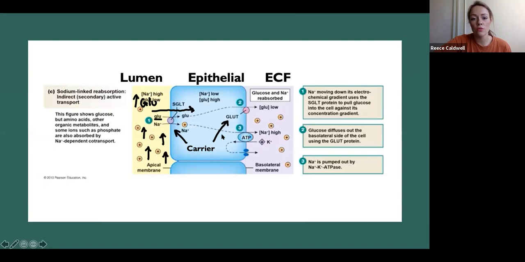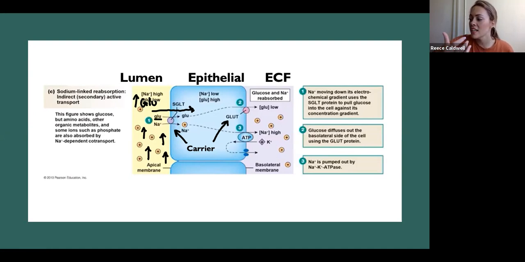So we see that we can do this with 2 carriers. We have the glucose sodium cotransporter on the luminal side. We'll use sodium's concentration gradient from high to low to move glucose against its concentration gradient from low to high to get it into that epithelial cell of the kidney. And then we have another carrier called the GLUT carrier, and it will carry glucose from the cell into the extracellular fluid. So what we see is that these 2 carriers can be saturated.